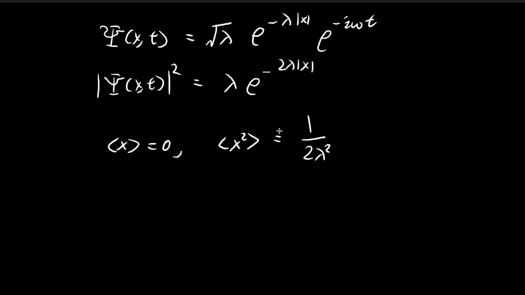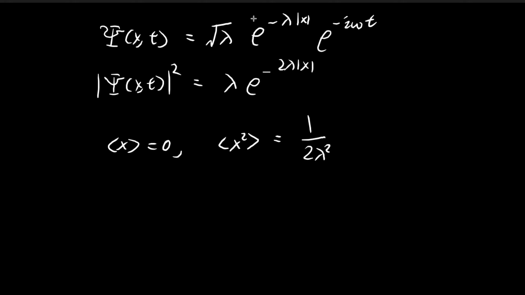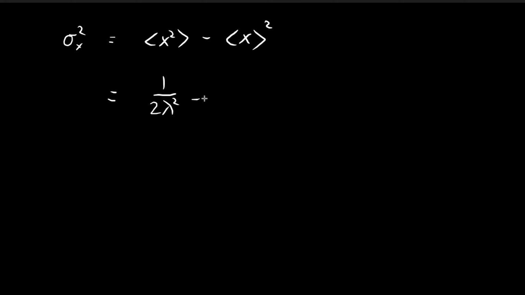And so that means that first we find the variance of x, which by definition is equal to the expected value of x squared minus the expected value of x, squared, which we can just substitute in the results we had from last time. So 1 over 2 lambda squared, and the expected value of x is just equal to 0. So you see that the variance of x is equal to 1 over 2 times lambda squared.